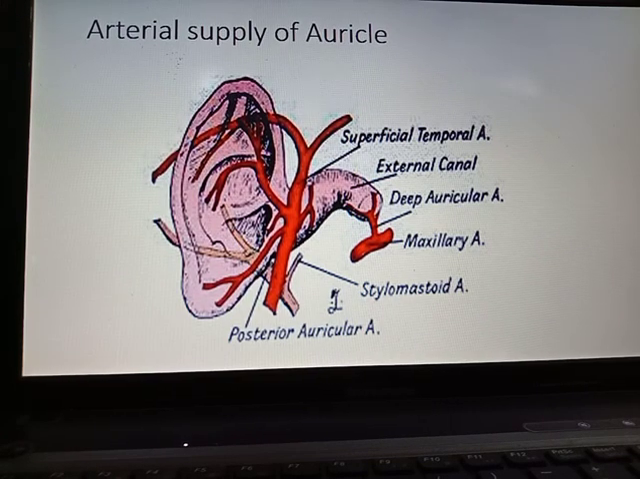Then come to the lymphatics of this part. These drain into the parotid, mastoid and the upper deep cervical lymph nodes. Okay, upper deep cervical, parotid and the mastoid lymph nodes.